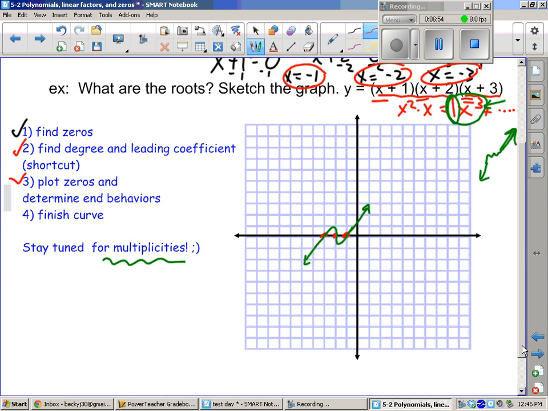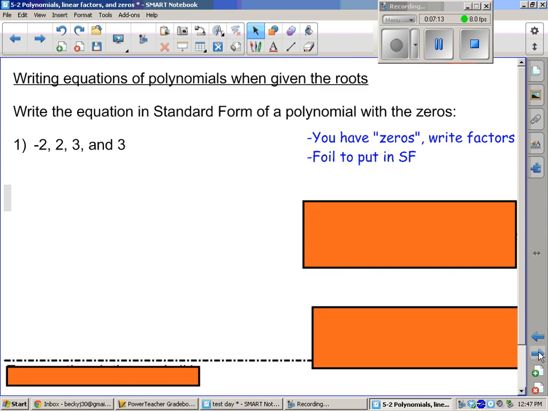Now, wait a minute. How do I know? What about this graph? Maybe it goes really high, really low. How do I know how big to make the things? Well, we're just getting a general shape. We're not going to worry too much about how high and how low, just to know that that's where they go through. So we're just sketching. Just sketching. General shape. We would need a graphing calculator to get it perfect.